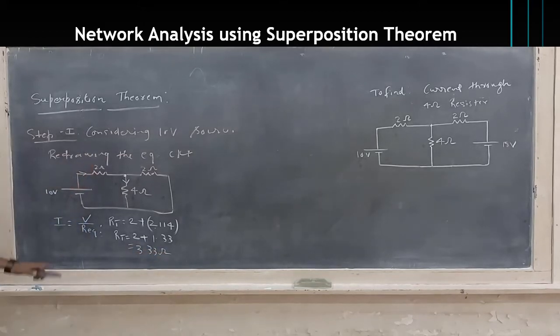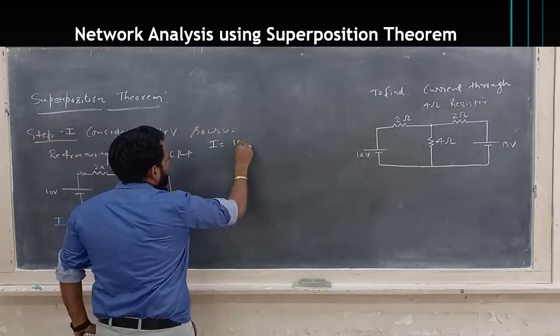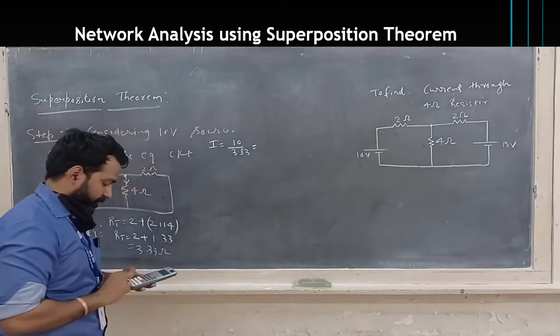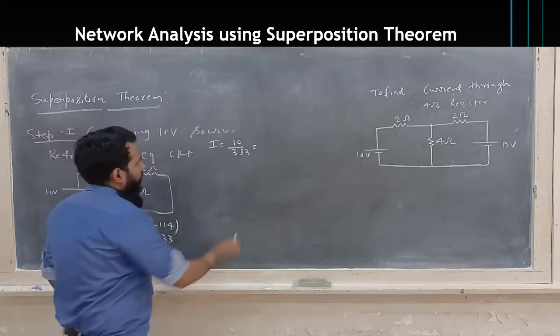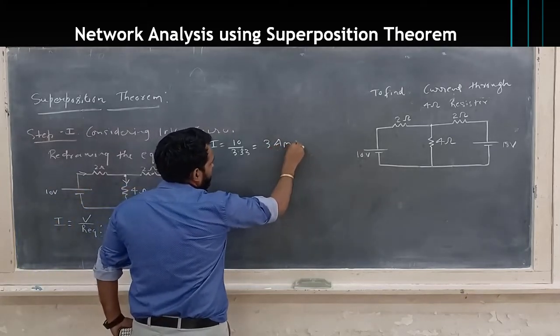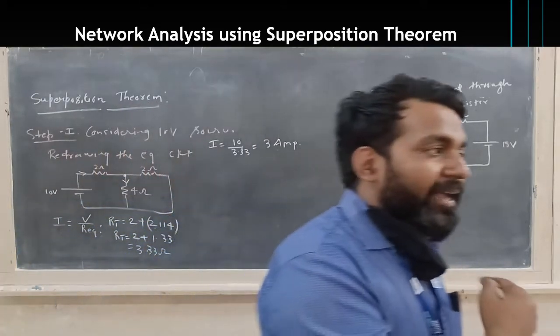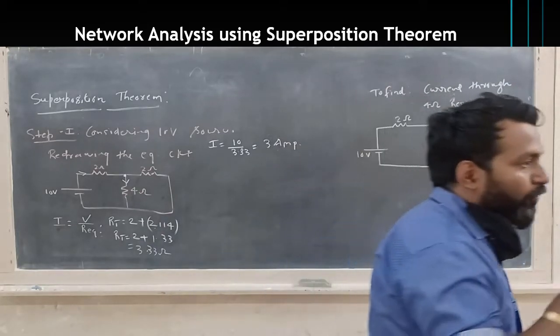Yes or no? Yes. Now you have to find out I. You have the value of V as 10 volt. You have calculated the value of R equivalent, it is coming as 3.33 ohm. So we can calculate I as 10 upon 3.33, that would be nothing but 3 ampere. This is 3 ampere. This is the total current. This is not the current through the 4 ohm resistor. This I is the overall current supplied by the battery. This is not the current through the 4 ohm resistor.